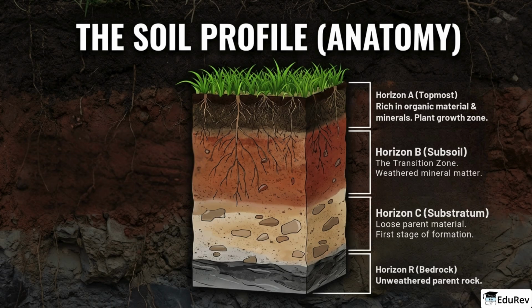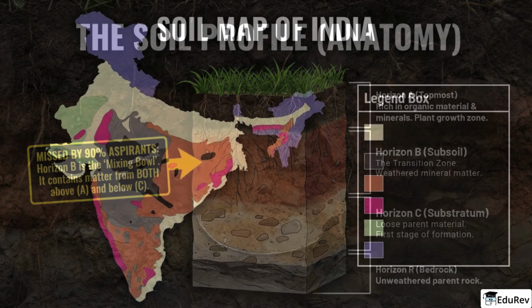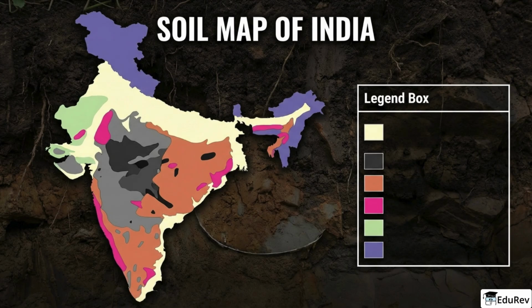Now here is the distinction most aspirants miss. The B horizon is the real mixing zone. It receives material from above and below. So if a question asks where transition and accumulation begin, do not jump only to A or only to C. Think B.